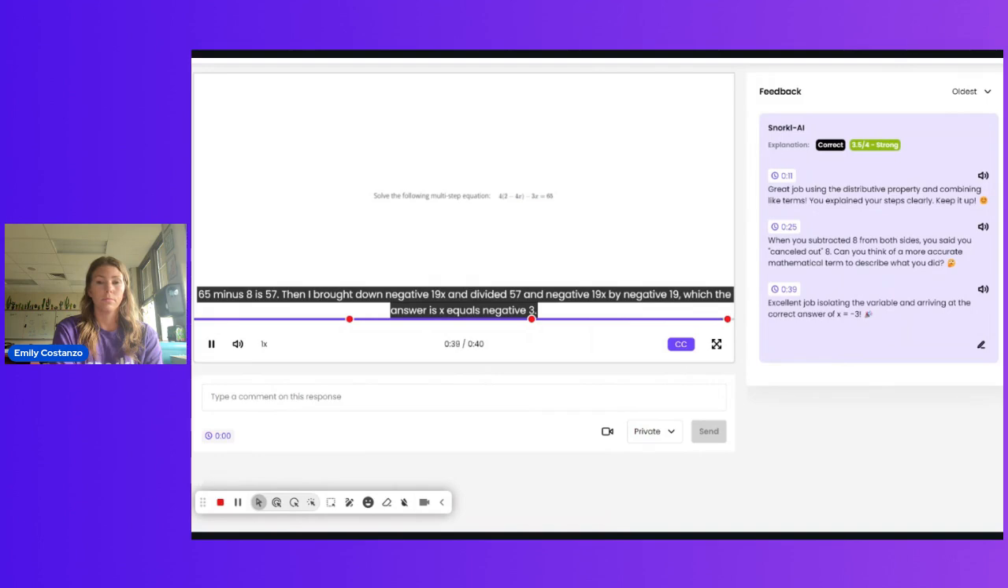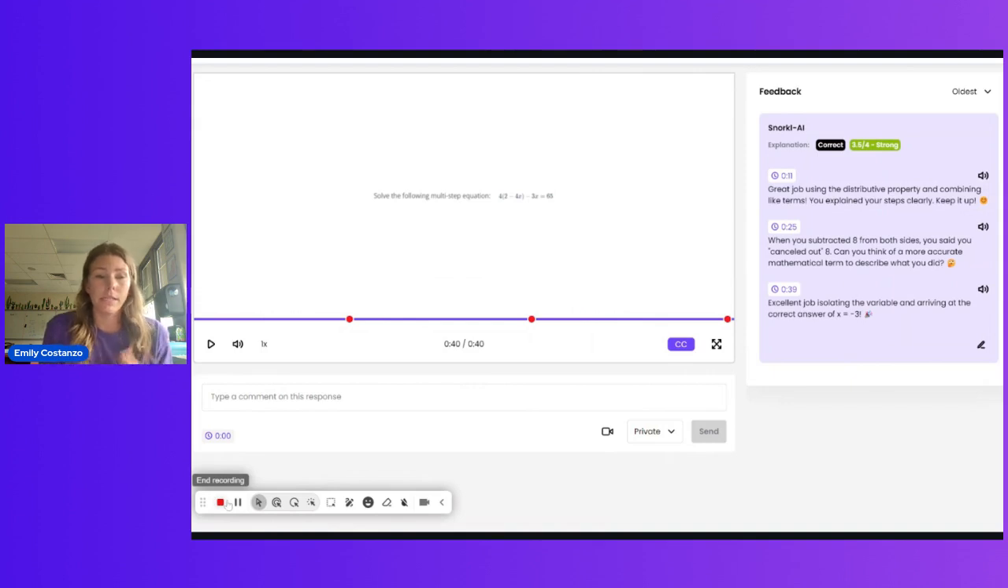So here for this example, if I was giving a paper pencil activity, or doing any other kind of activity, to be honest, I would have no idea that this student was saying canceled out 8 instead of saying the inverse operation. So the student got it correct, but the student is obviously ready to really focus on that vocabulary and making sure that explanation is perfect, which is something that I really love.